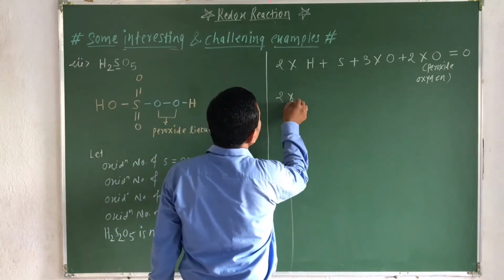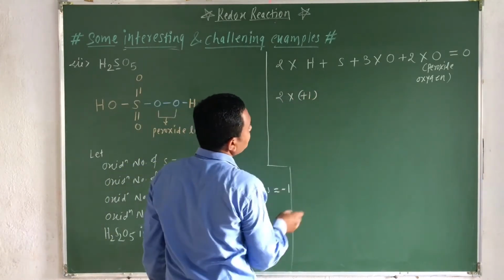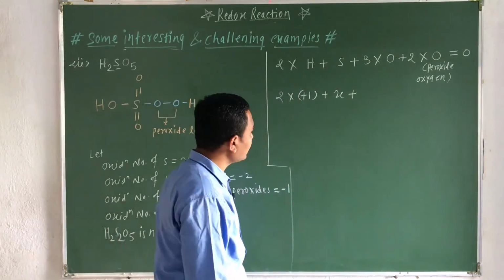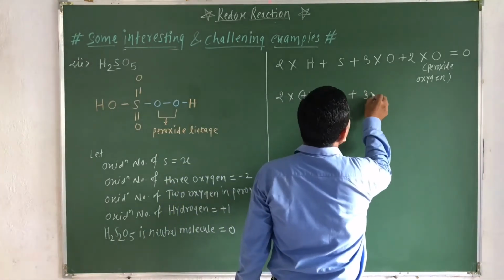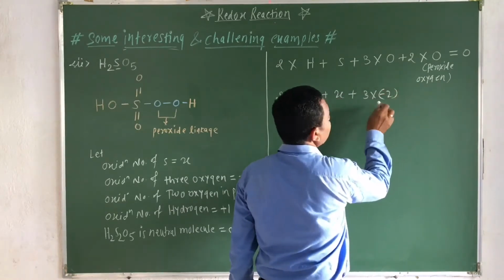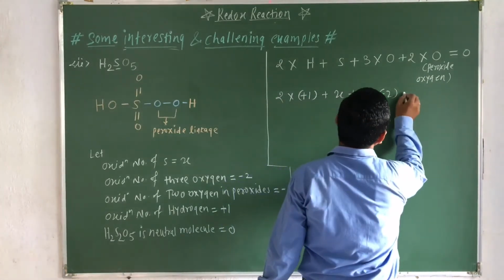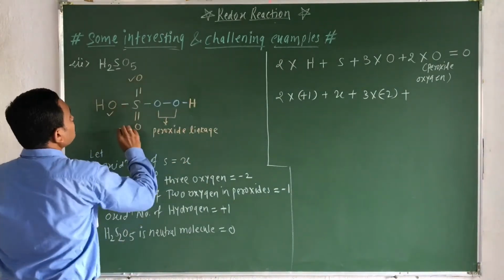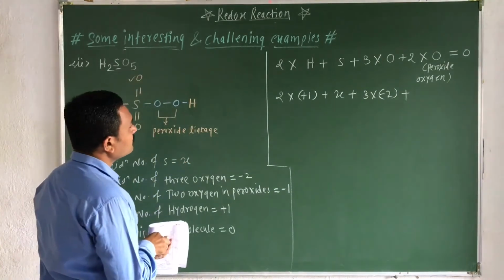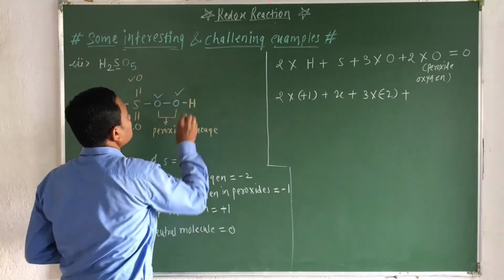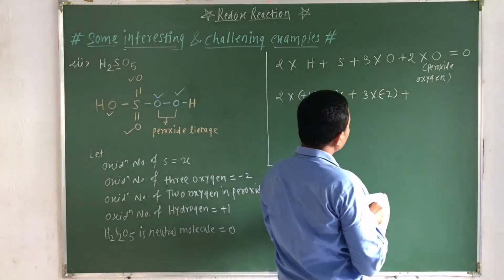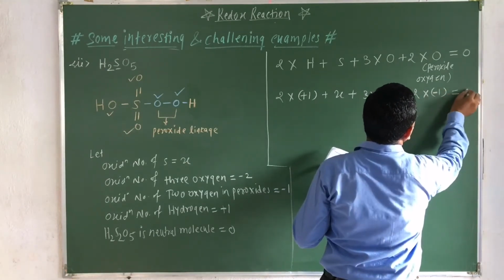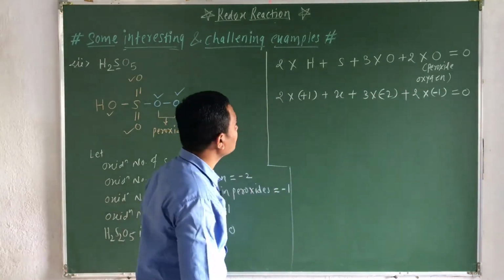So 2 into the oxidation number of hydrogen as +1, plus for sulfur we are going to consider the oxidation number as X, plus 3 into the oxidation number of -2 for 3 oxygen atoms, which are shown here, this one and this one. Now the rest of the 2 oxygen atoms, this one, they will show the oxidation number as -1, which equals 0. That's it.